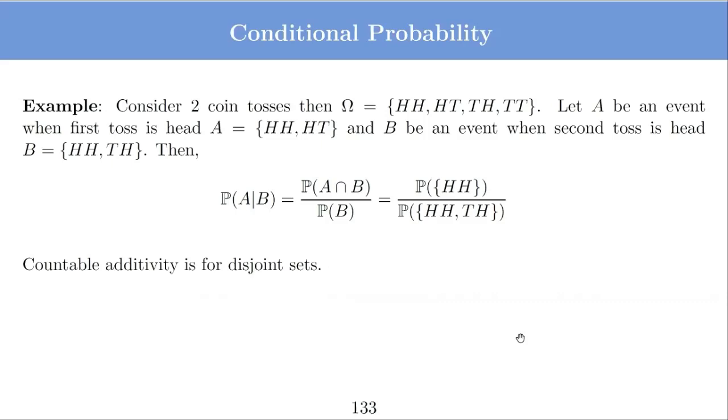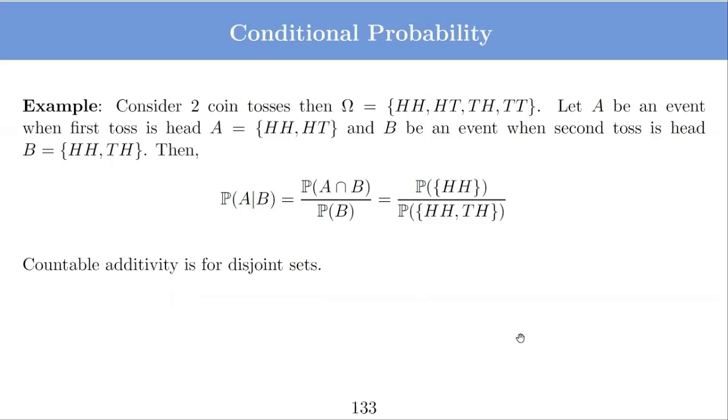Let A be the event that the first toss is heads, and let B be the event that the second toss is heads. So what is A in terms of outcomes? What is the exact definition of A? A would be equal to HH, HT because it is made from two outcomes. Similarly, B would be equal to HH and TH, which denotes all the outcomes where the second toss is heads. So what is the probability that given B, A has occurred? It means given that the second toss is heads, what is the probability that the first toss is also heads?